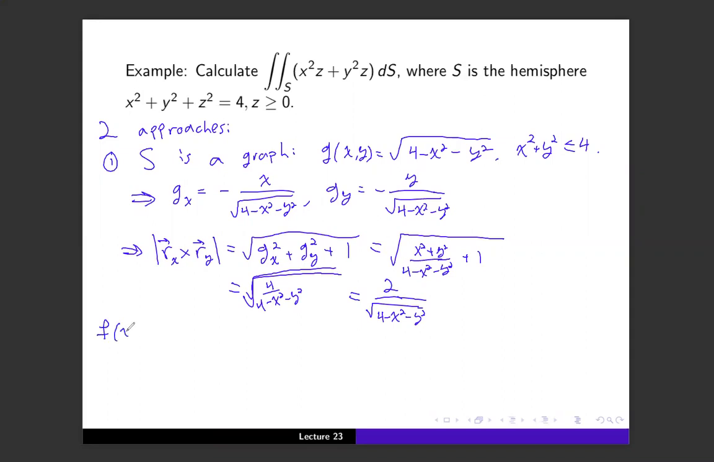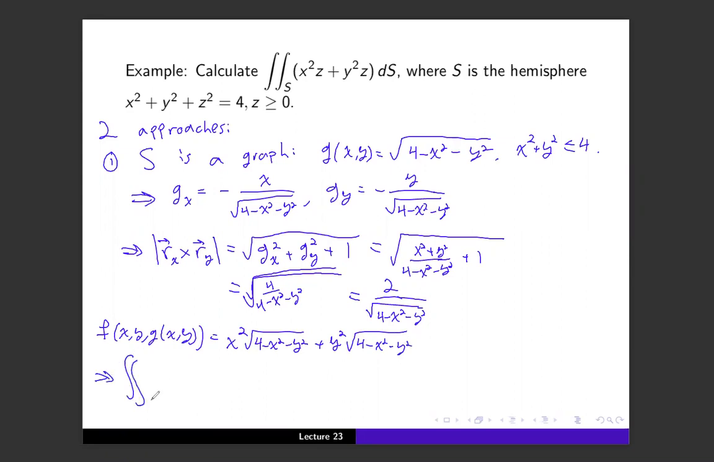And meanwhile, f of xy times g of xy would be x squared root 4 minus x squared minus y squared plus y squared root 4 minus x squared minus y squared.